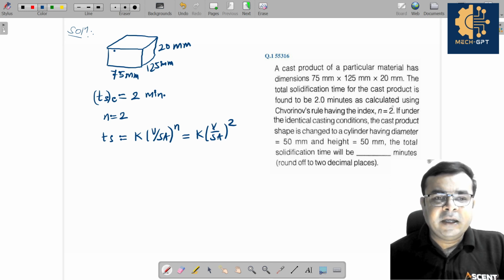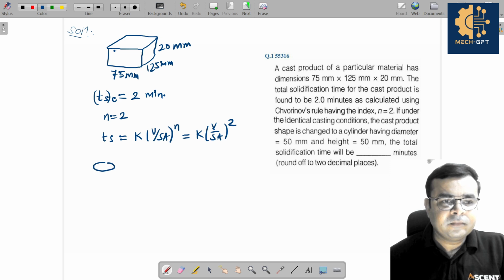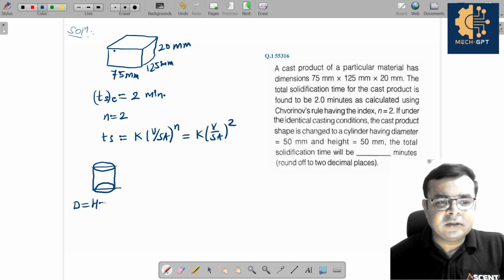If under the identical casting condition the cast product shape is to be changed to cylindrical, let's say this is cylindrical casting, and whose diameter and height remain the same. Diameter and height, this is equal to 50 mm. So what is the solidification time of this cylindrical casting? We need to calculate this.